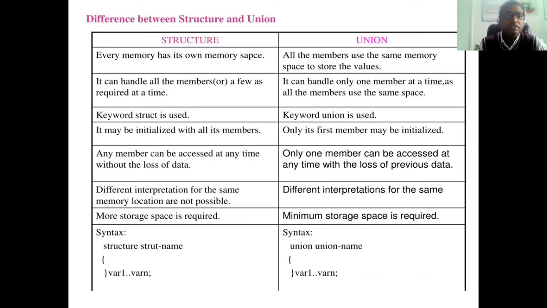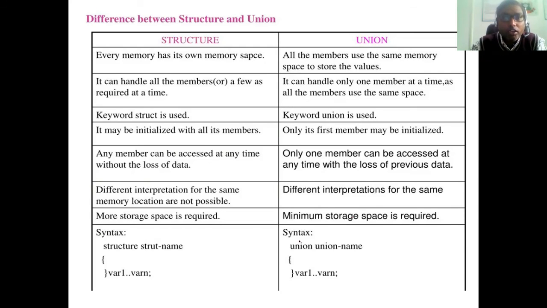Now, what is the difference between structure and union? This is the most widely asked question in examinations also. The very first difference is that in a structure every member has its own memory space, and in case of a union, all the members use the same memory space. In a structure, separate memory is allocated for each member variable. In a union, memory is allocated only once; it is reused or shared by all the member variables.